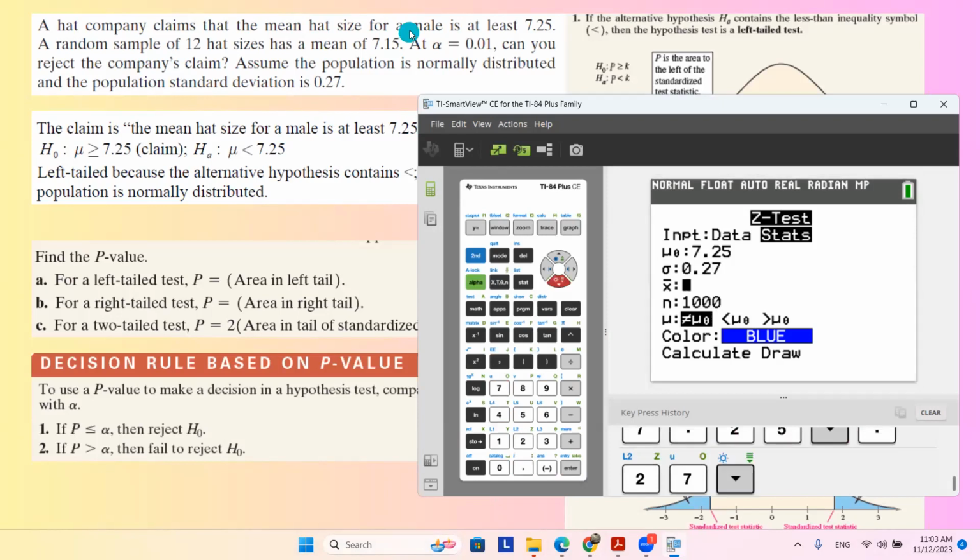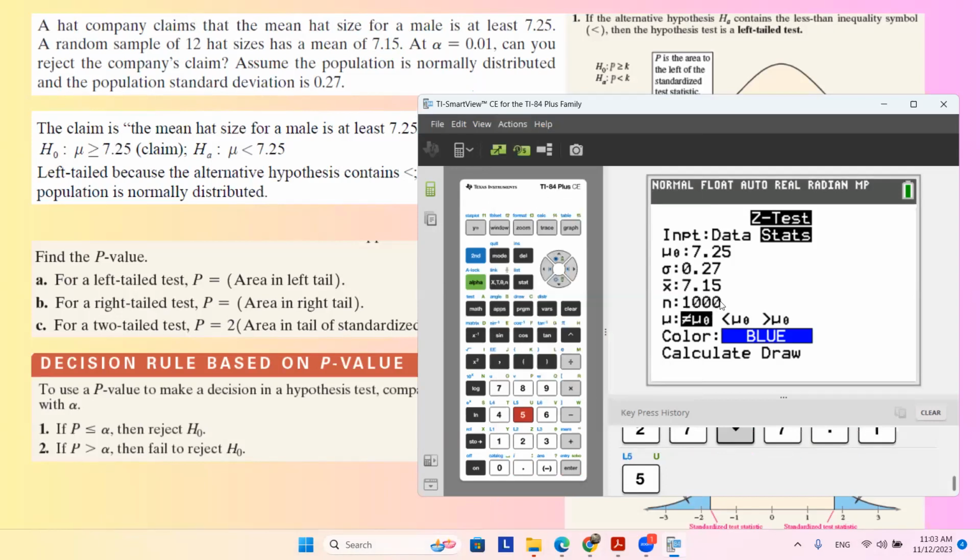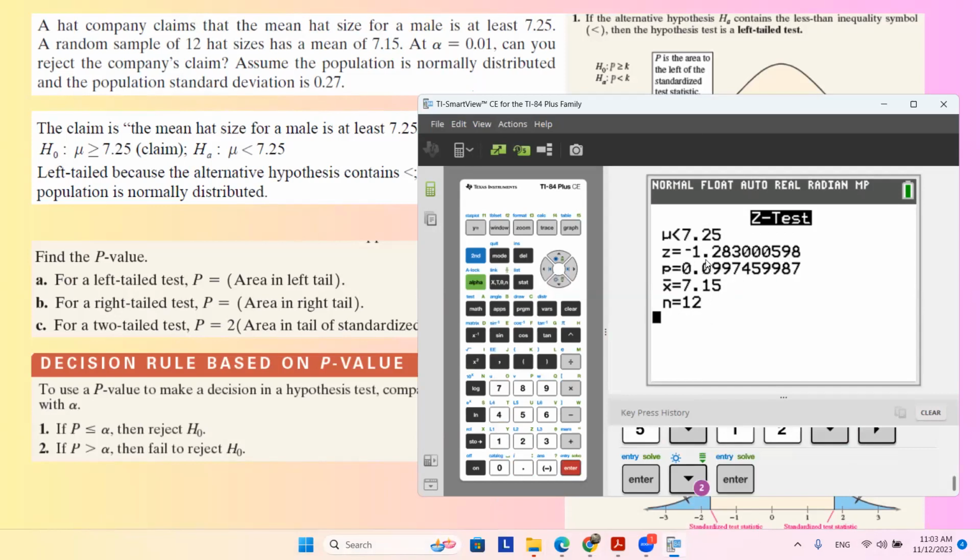The average for the sample is 7.15. And then how many people were inside this survey? 12 people. And remember that it's a left-tail test, so it's less than mu sub 0. Let us do the calculation, and we calculate the p-value, which is about 10%. The p-value is about 10%, a little bit below 10%, but again, it's about 10%.